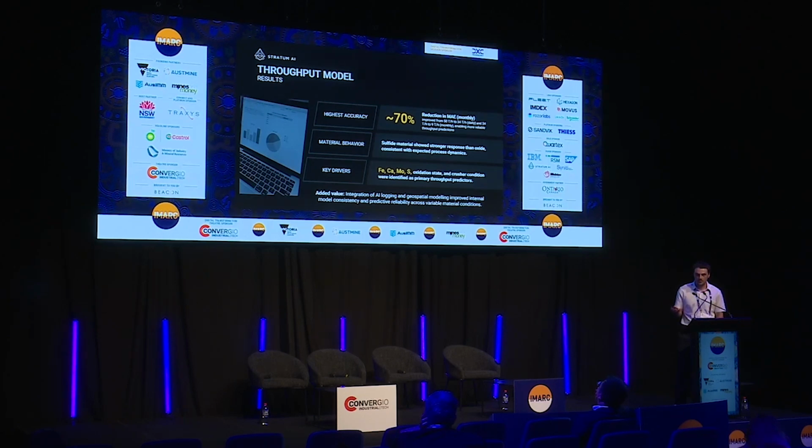So to summarize essentially what's happened, they came to us and they were trying to predict throughput. They were having issues. The model was not tracking the true values properly. We were able to get a 70% reduction in our MAE. We found material behavior: the sulfide material showed stronger response than oxide, consistent with expected process dynamics, and some geochemistry elements that were very useful for predicting throughput. They had higher predictive power, or iron, calcium, moly, sulfur, etc.